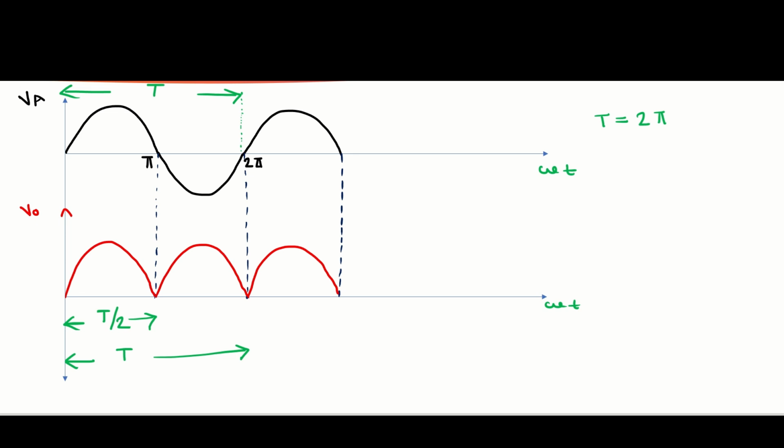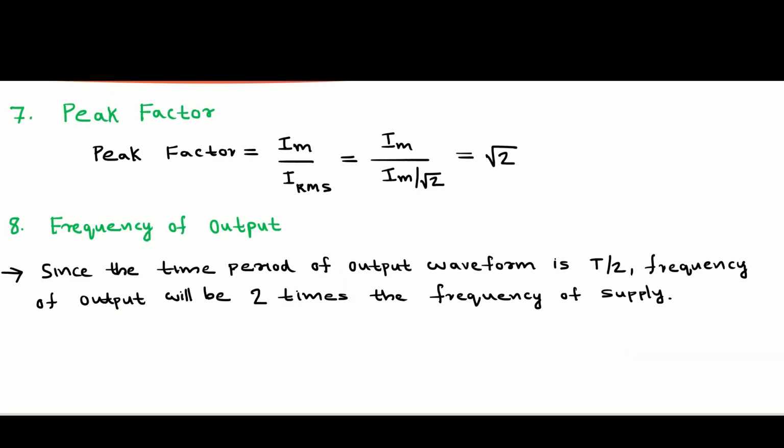So I can say the frequency of the output waveform is 2 times the frequency of the supply. That is because the time period of the output waveform is T by 2, where T is the time period of the input waveform. The output can be voltage or current. The frequency of the output is 2 times the frequency of the input voltage or current. So since the time period of the output waveform is T by 2, the frequency of the output will be 2 times the frequency of the supply.